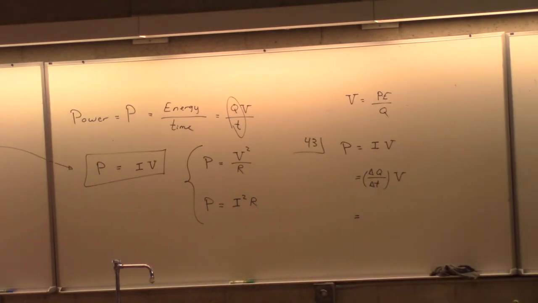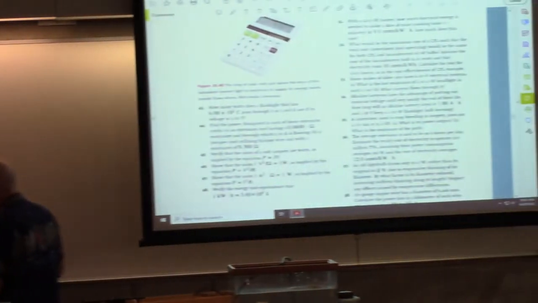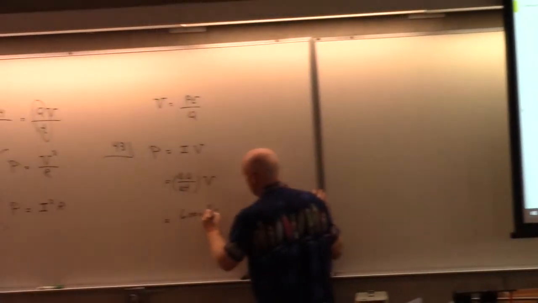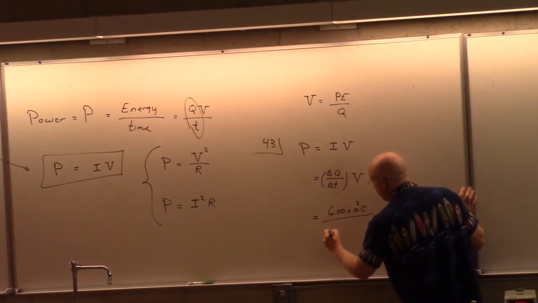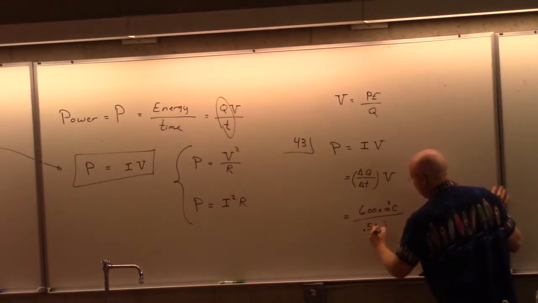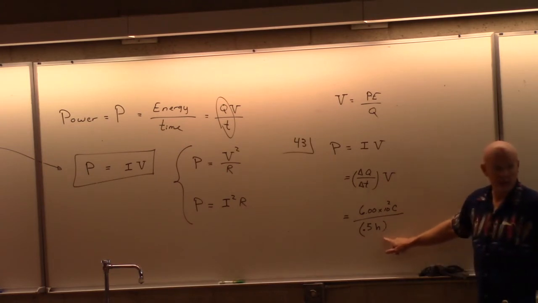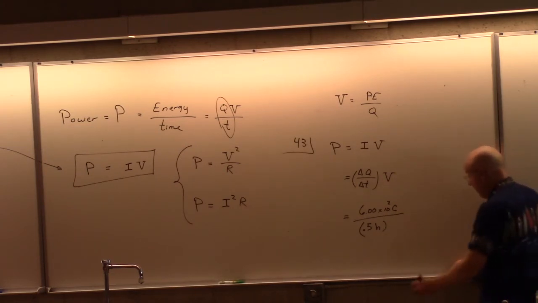So it says that the amount of charge is 6.00 times 10 to the 2 coulombs in 1/2 an hour. Now, as you already mentioned, I'll do a unit conversion right here.